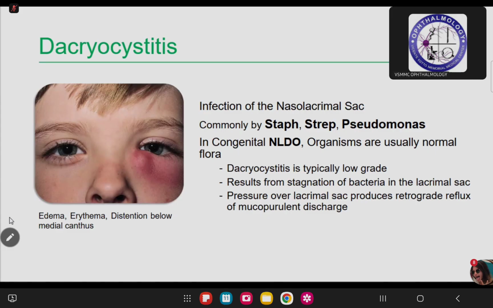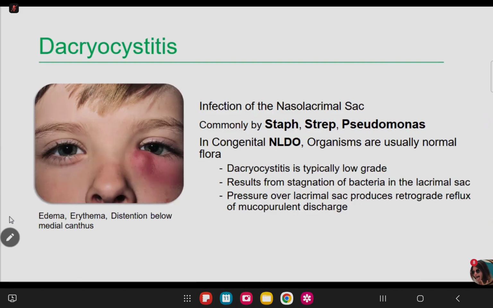So it is typically low grade. The dacryocystitis is typically low grade. It results from stagnation of bacteria in the lacrimal sac, and pressure over the lacrimal sac produces retrograde reflux of mucopurulent discharge.